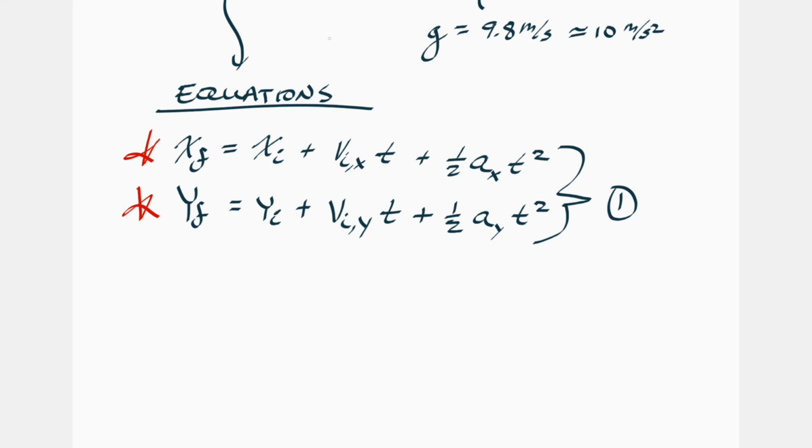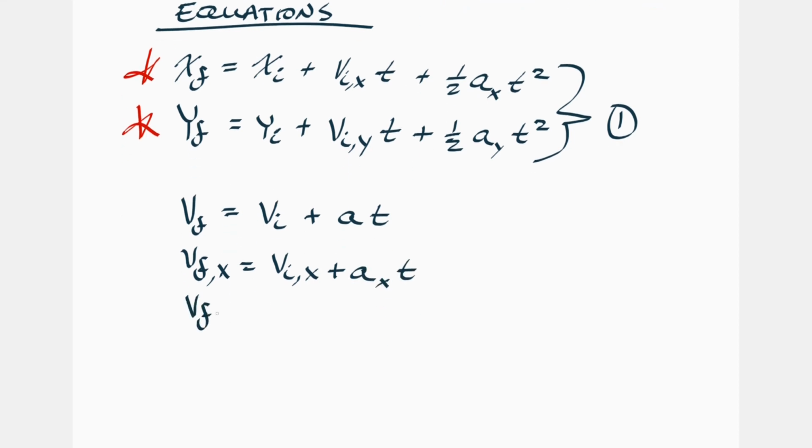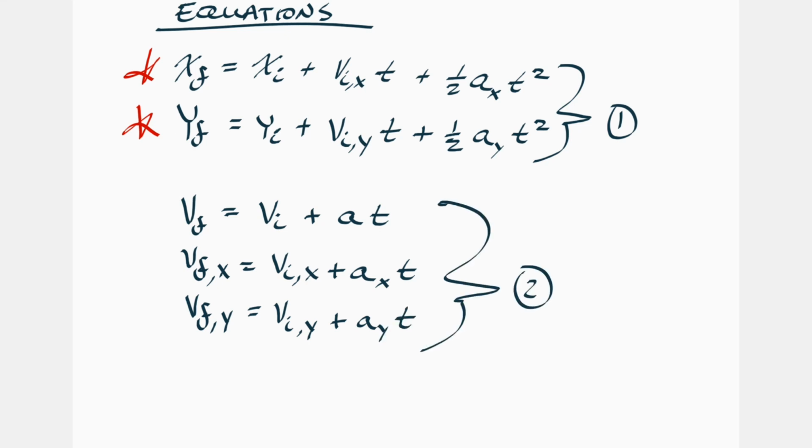Now, another equation that we have is that velocity v final is equal to v initial plus a times t. Note that we could write this v final in the x direction is equal to v initial in the x direction plus ax times t. You could also write that v final in the y direction is equal to v initial in the y direction plus ay times t. So these three equations are one and the same, right? And that is our second equation.